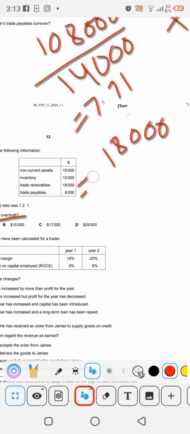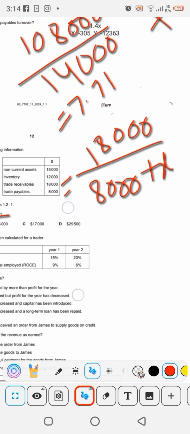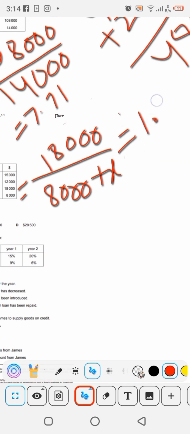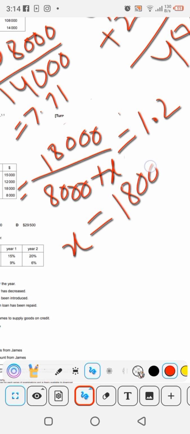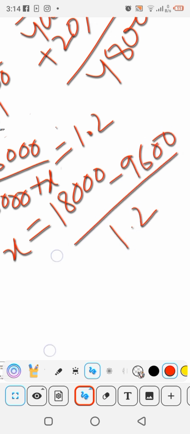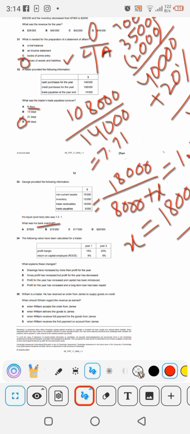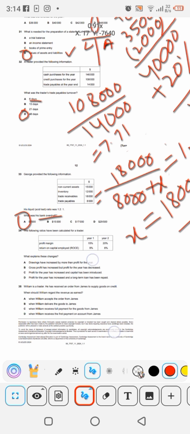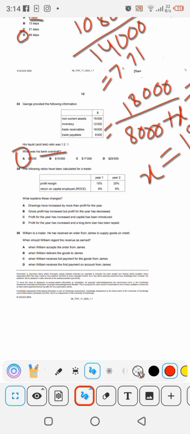So then I will write 18,000 divided by 8,000 plus x, which is the bank overdraft, is equal to 1.2. So then we will cross multiply, and then x is equal to 18,000 minus 9,600, which is 8,000 multiplied by 1.2, and then we will divide it by 1.2 to get the bank overdraft, which is 7,000, part A.